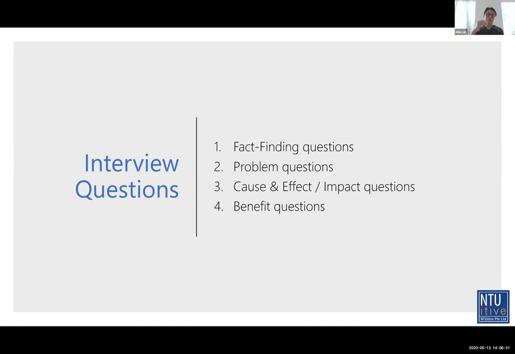So articulating the impact is the most important thing that you can do. And then of course, you have a benefit question, which is where the why is.